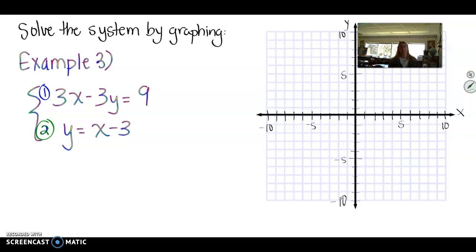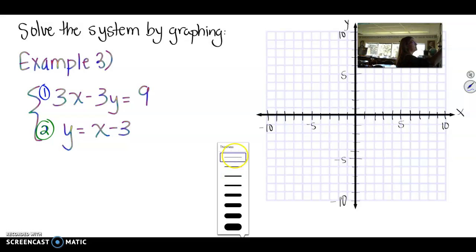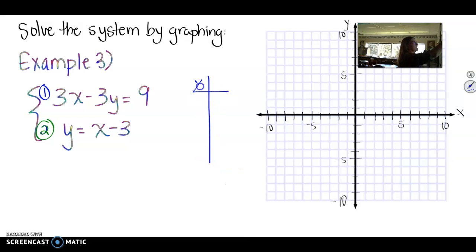Equation 1 is in standard or general form. So to graph that, I'm going to find my x and my y intercepts. I went over this in the last video, but to find your x-intercept, you let y equal 0. And to find your y-intercept, we let x equal 0. Whichever intercept we're finding, we let the other variable equal 0. And intercept means that's where it crosses the x-axis or the y-axis.